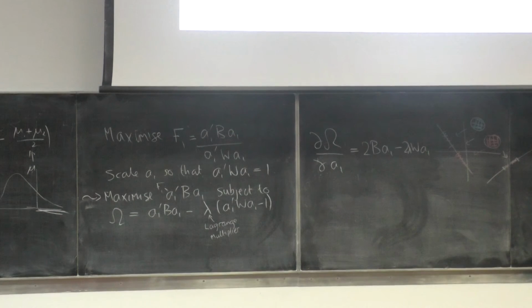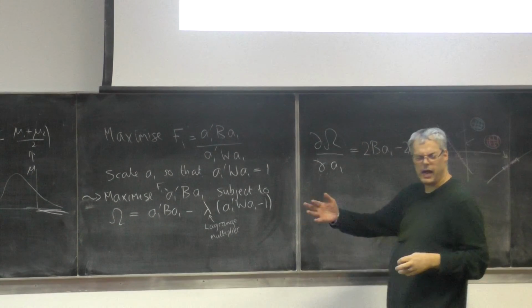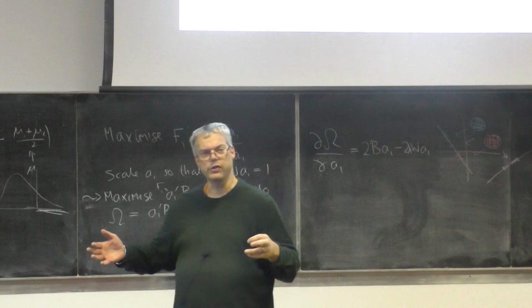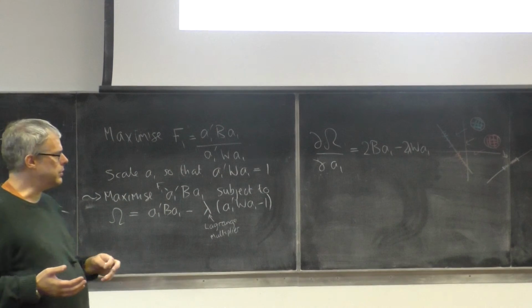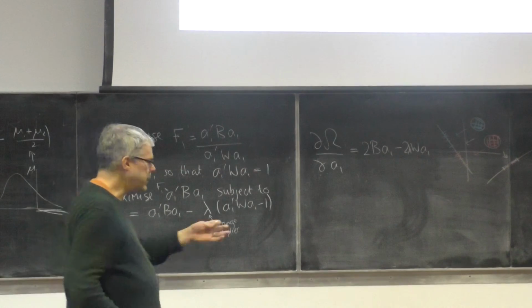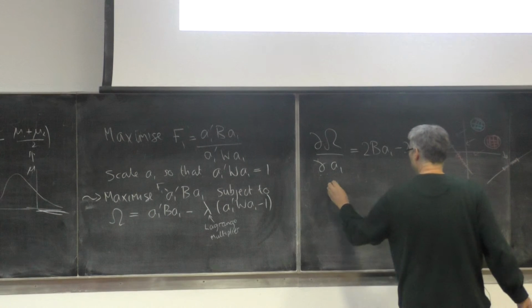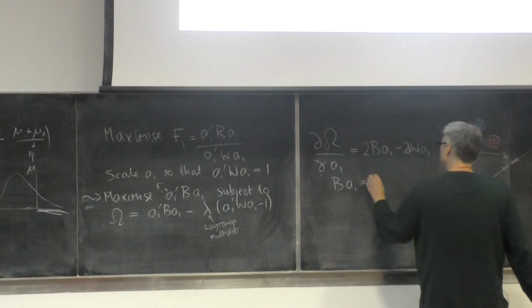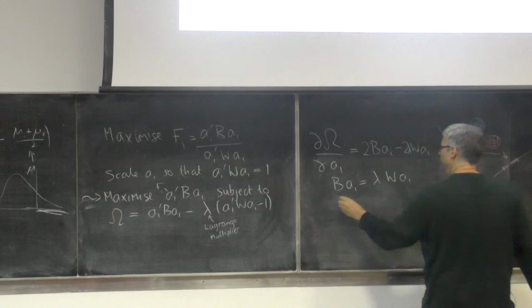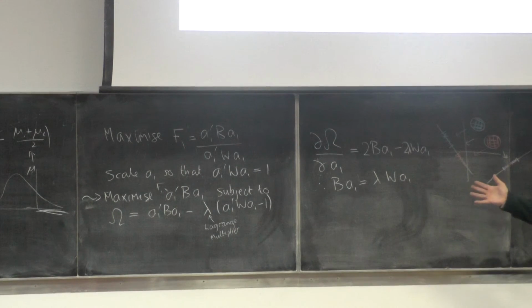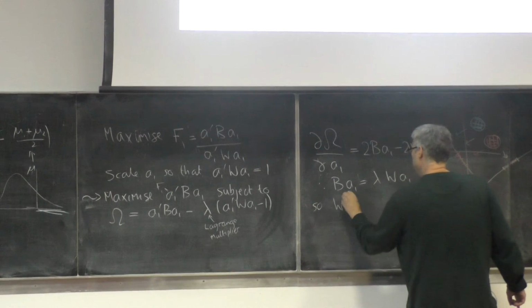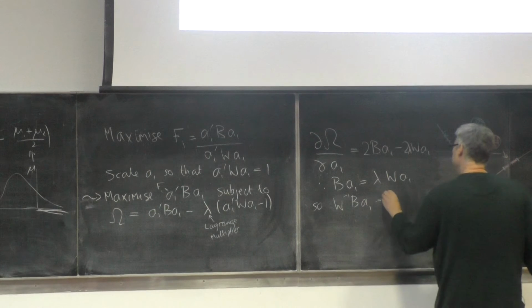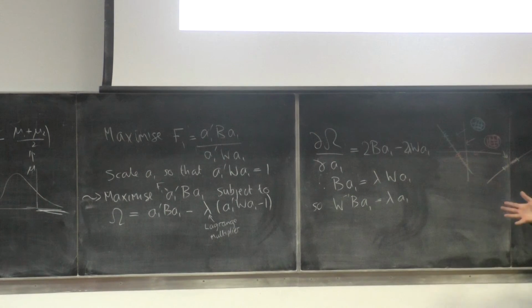So when you differentiate with respect to the vector A1, A1 dash SA1 differentiates to be 2 times S times A1, if S is a symmetric matrix. And so we set this equal to 0, and we find that BA1 is lambda WA1, or inverting W if it's invertible, and it may not be. So W inverse B times A1 is lambda A1. And so you can read off that A1 is an eigenvector of W inverse B.